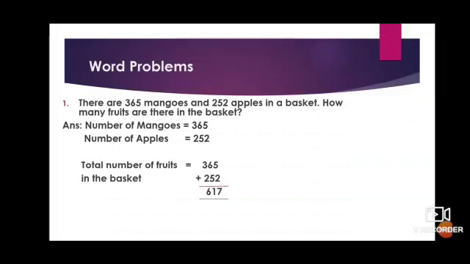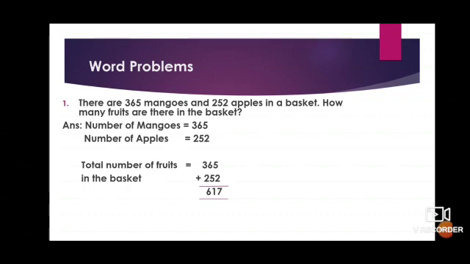Let's do some word problems. Look at the first question. There are 365 mangoes and 252 apples in a basket. How many fruits are there in the basket? So when you are asked to find how many fruits are there in the basket, you have to add these two numbers. So first, when we start solving, we can write whatever things are given in the question.